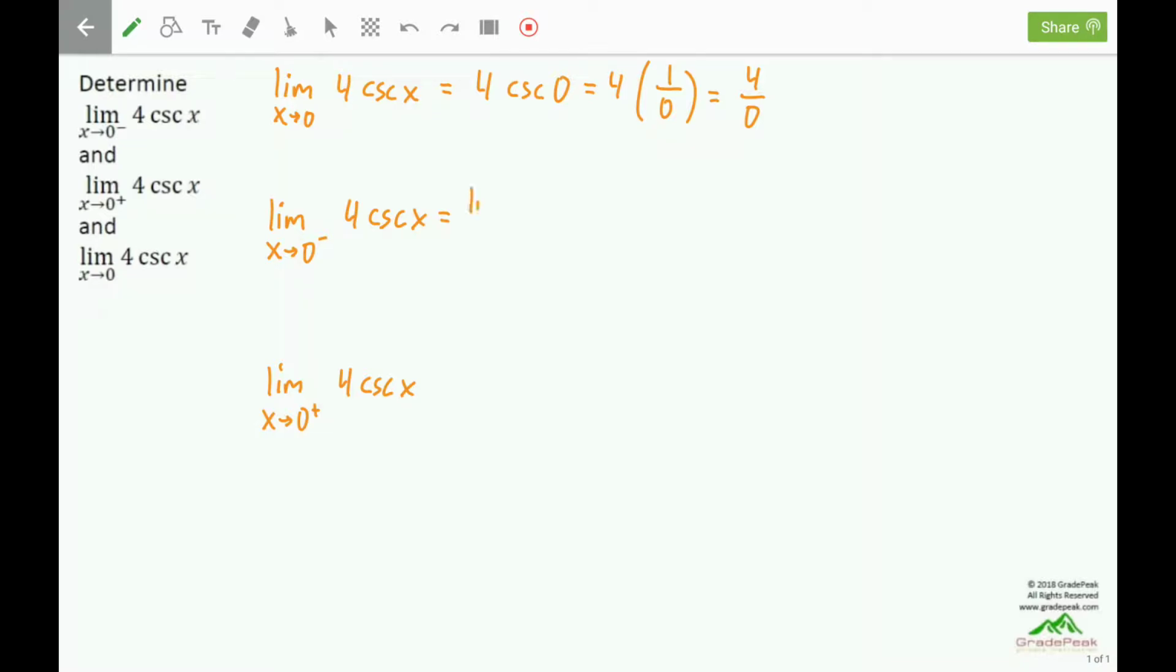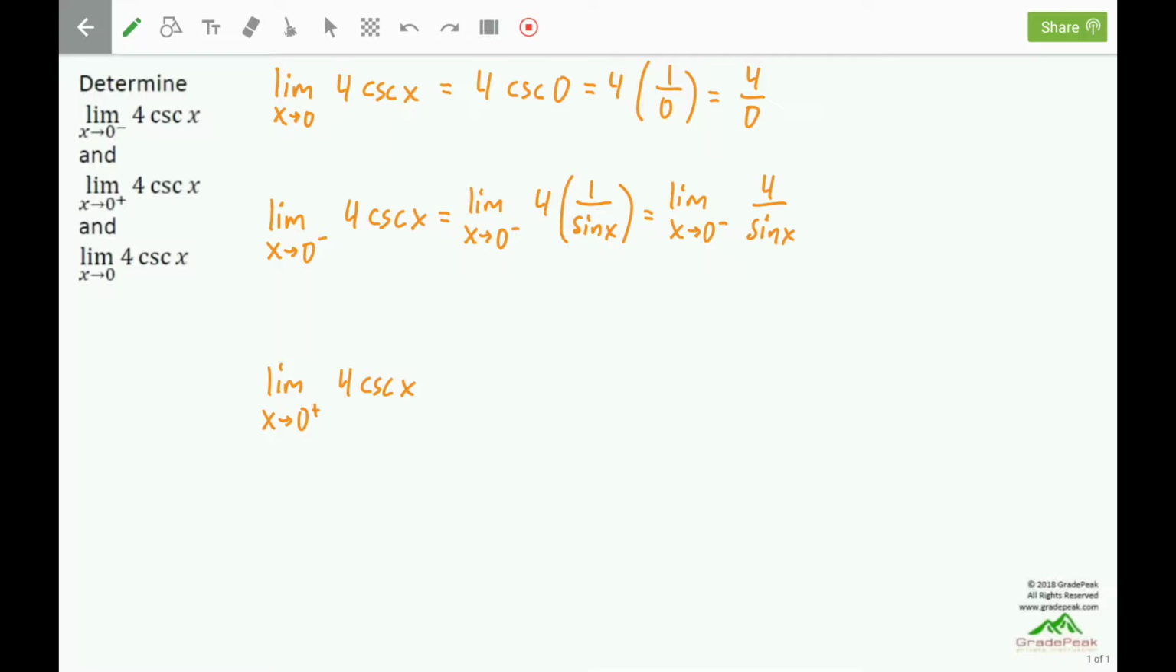The first thing to do is to rewrite the trig function so that we can see what is creating the 0 in the denominator. So this will be 4 times the cosecant of x, which is the same thing as 1 over the sine of x. We can now multiply these together. Multiplying the numerators, 4 times 1 is a 4 over the sine of x. And it's the sine of x that's making 0 in the denominator, because x is approaching 0, sine of 0 is 0.